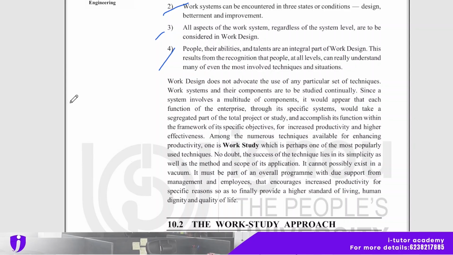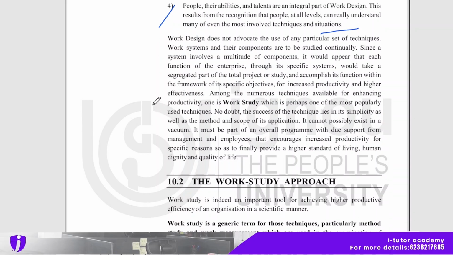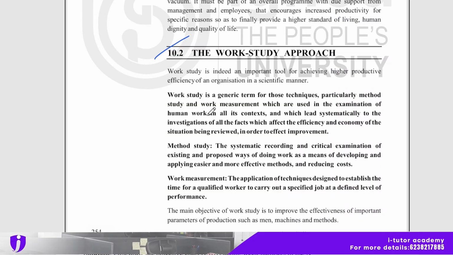This results from the recognition that people at all levels can really understand many of even the most involved techniques and situations. And among the numerous techniques available for enhancing productivity, one is work study, which is perhaps one of the most popularly used techniques. So next is the work study approach. What is the work study approach?